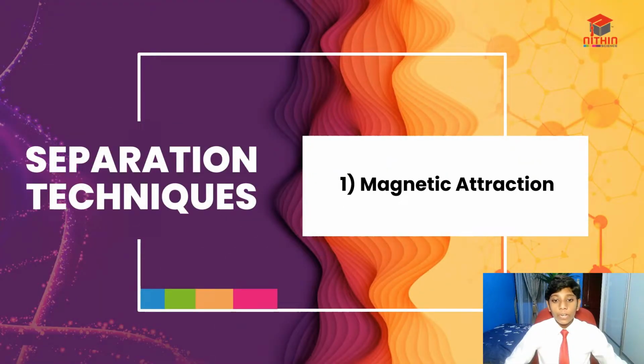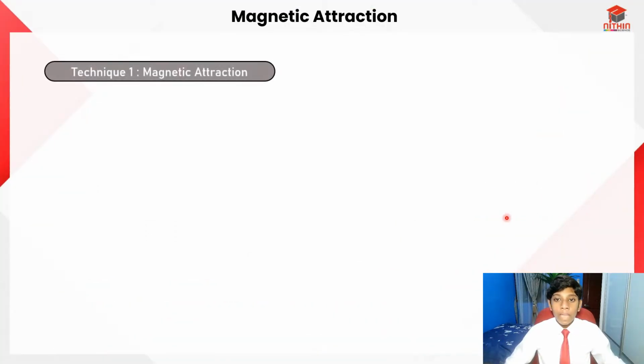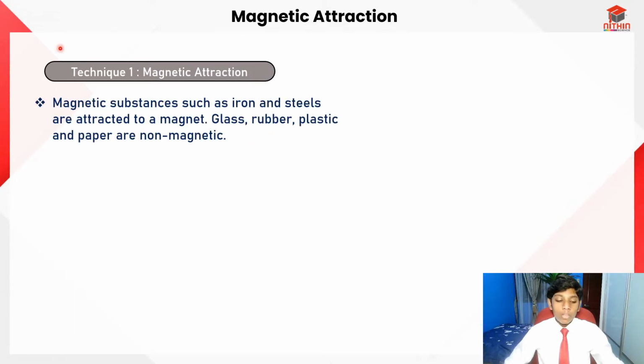For the first segment of this video, I'll be going through magnetic attraction. Magnetic attraction is one of the 5 separation techniques that you're going to learn today. So this is technique number 1. Magnetic substances such as iron and steel are attracted to a magnet, and glass, rubber, plastic, and paper are non-magnetic.